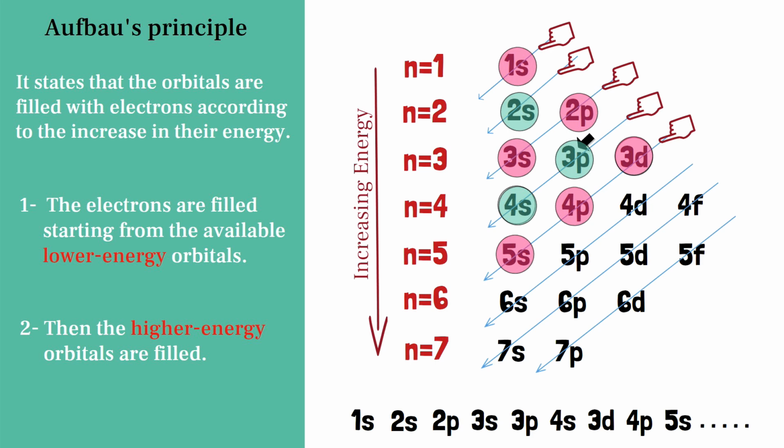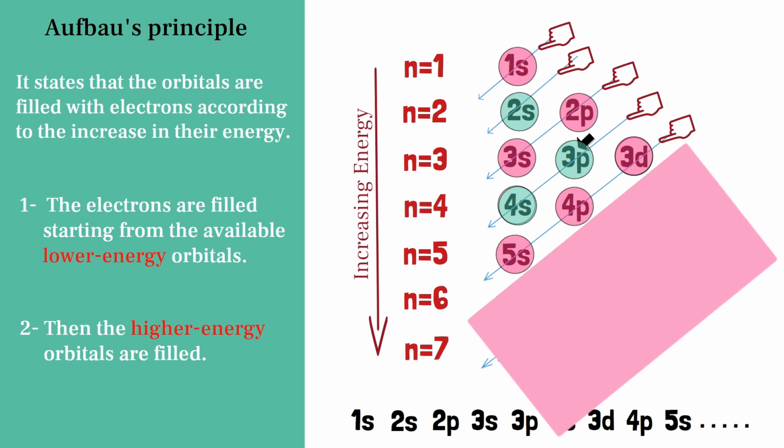To simplify the work, you can put a sheet of paper obliquely and parallel to the lines to make it easier to follow the levels in order. And through the relation of n plus l, we can compare the energy of the levels. How's that? Let's apply it in the following exercises together.